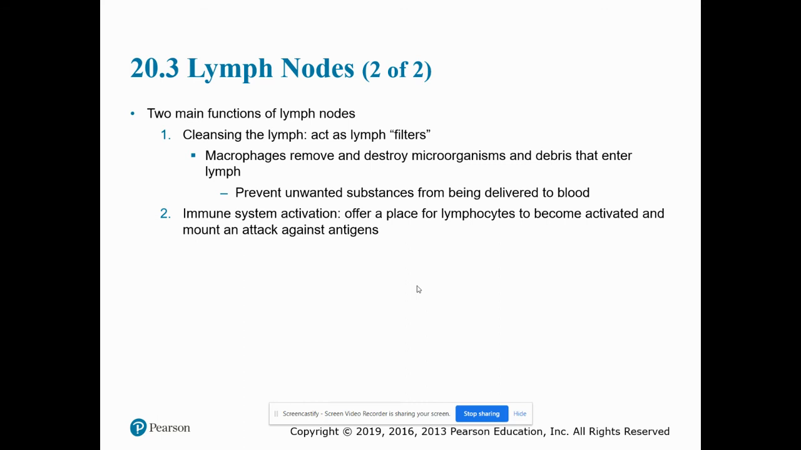Lymph nodes have two main functions. One is to cleanse the lymph. They act as lymph filters. The macrophages, the big eaters, are going to remove and destroy microorganisms and debris that enter the lymph. And what this is going to do is prevent unwanted substances from being delivered to the blood. We do not want to deliver bacteria to the blood. So the macrophages hopefully take care of it. The second function of lymph nodes is immune system activation. This is going to give the lymphocytes a place to become activated and to mount an attack against antigens.